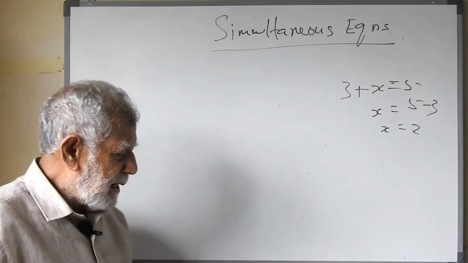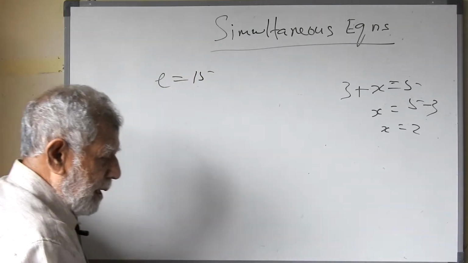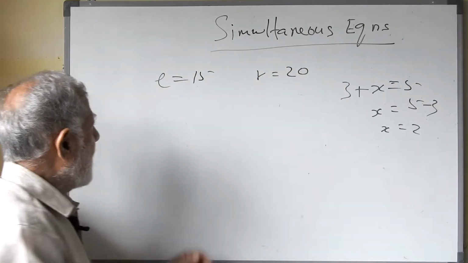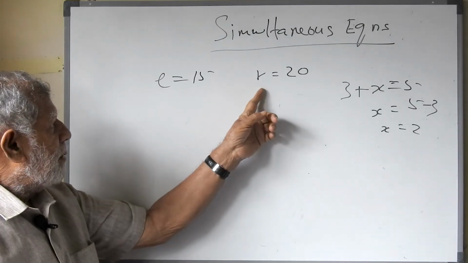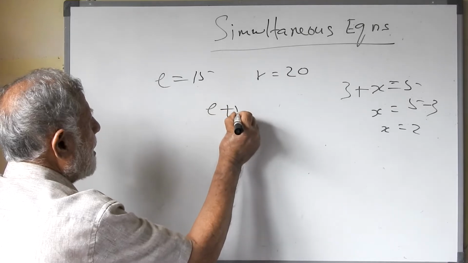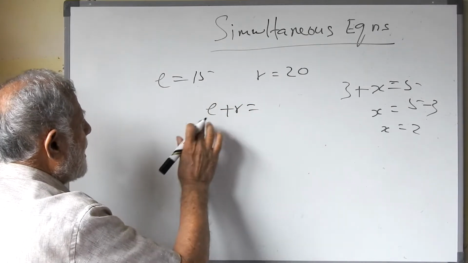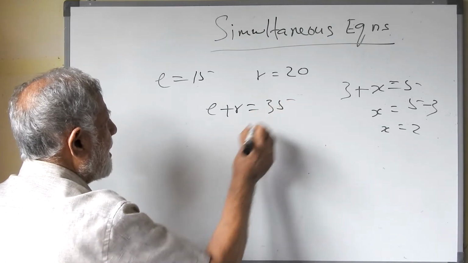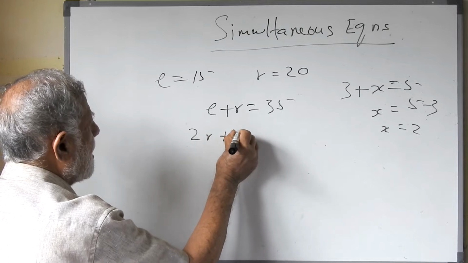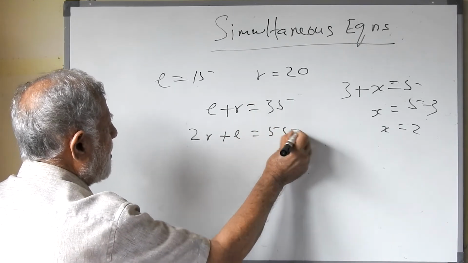So first we will take an example. Supposing an eraser is equal to 15 rupees and a ruler is equal to 20 rupees. The price of an eraser is 15, the price of a ruler is 20. So we can make an equation with this. We can say E plus R is equal to, where E means the price of an eraser and R means the price of a ruler, so E plus R is equal to 35. So we can have another equation: 2R plus E is equal to 2R, that is 40, and 15, 55 rupees.